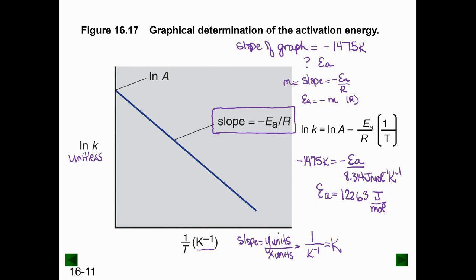Notice that the E of A ends up being positive because those negatives canceled. Activation energy is always positive because it's that energy barrier. Now in this example, the number's pretty big, and most of the time activation energies are given in kilojoules because the numbers are more manageable. So this is 12.26 kilojoules per mole. I dropped the 3 because the slope had 4 sig figs and the R has 4.